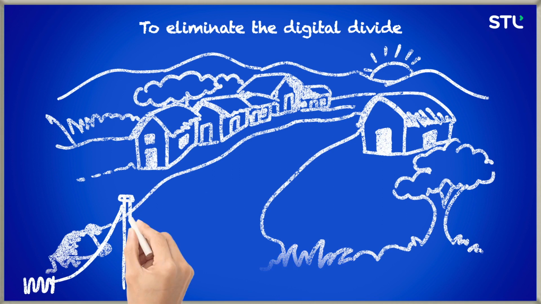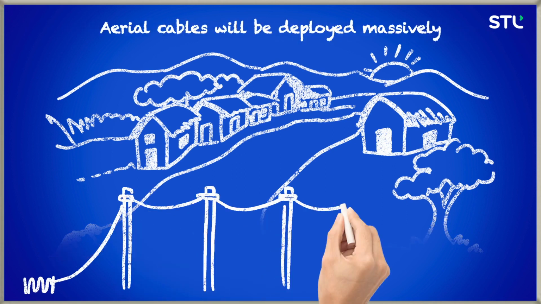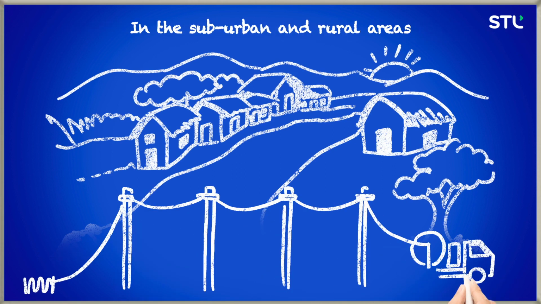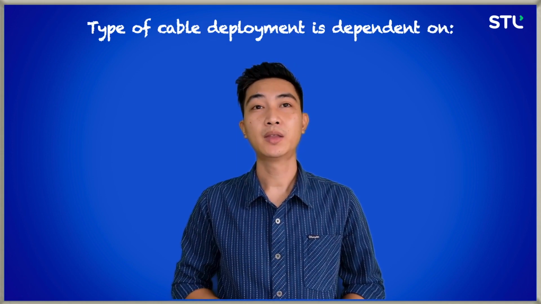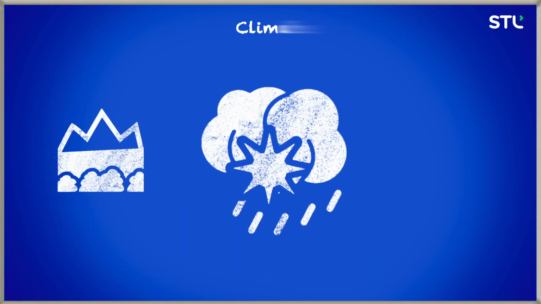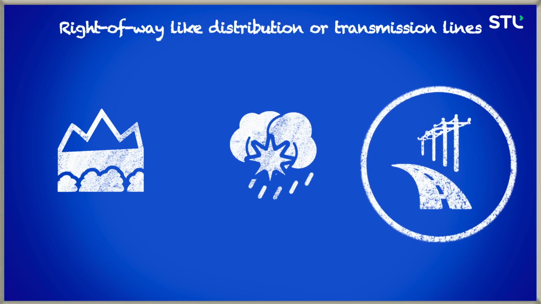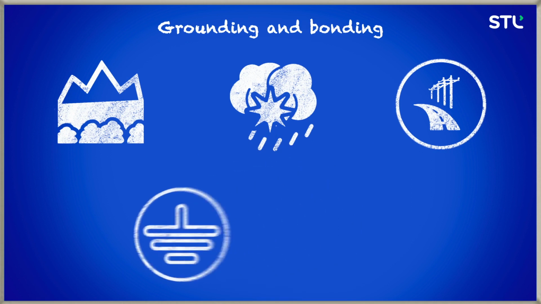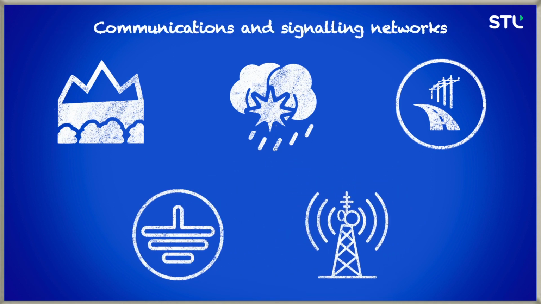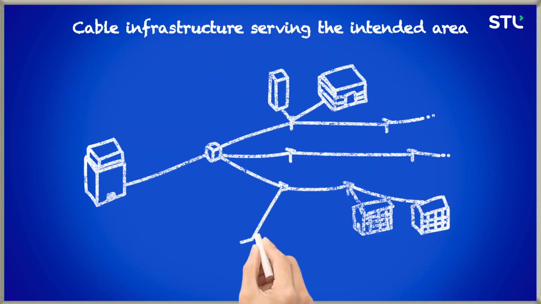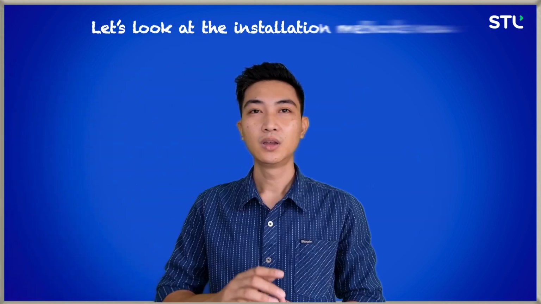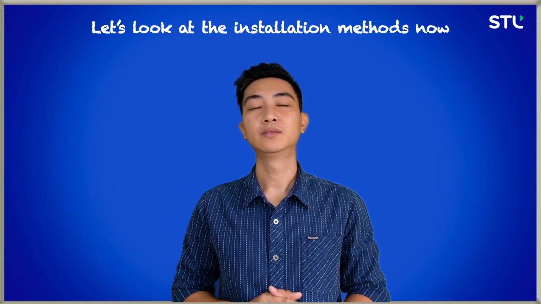To eliminate the digital divide, aerial cables will be deployed massively in the suburban or rural areas to provide affordable broadband to all. Remember, type of cable deployment is dependent on terrain, climate, access to right-of-way like distribution or transmission lines, grounding and bonding, power utility communications and signaling networks, age and type of existing cable infrastructure serving the intended area. Let's look at the installation methods now.